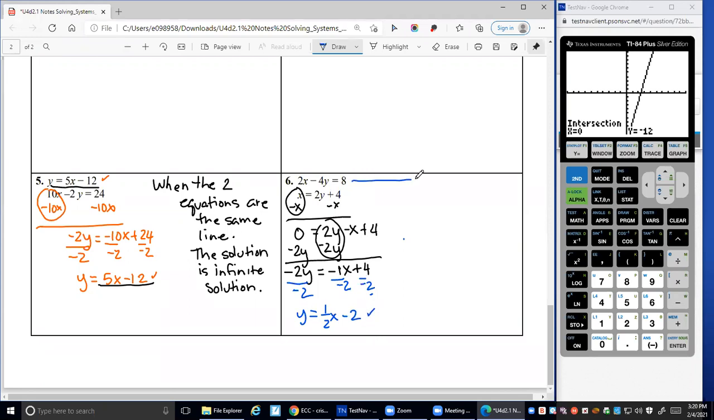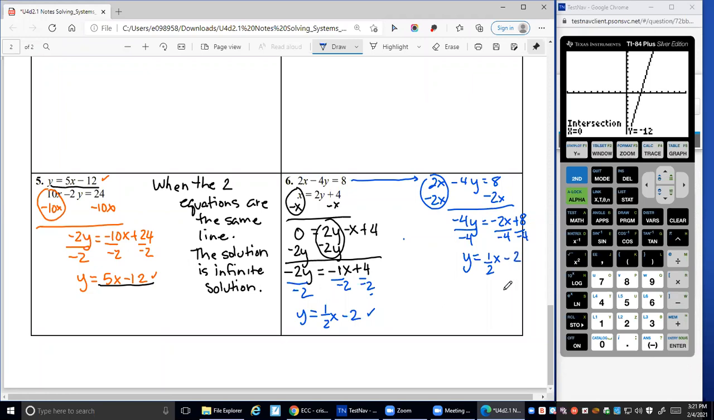I'm going to do the other one over here. 2X minus 4Y equals 8. We subtract 2X from both sides. It's getting to be repetitive, yes? So we end up with negative 4Y equal to negative 2X plus 8. And we're going to divide by negative 4 and divide by negative 4 and divide by negative 4. And I end up with Y equals, again, when we put this in our calculator, we kind of did this one already, 1 over 2X. And this ends up being minus 2. Okay?